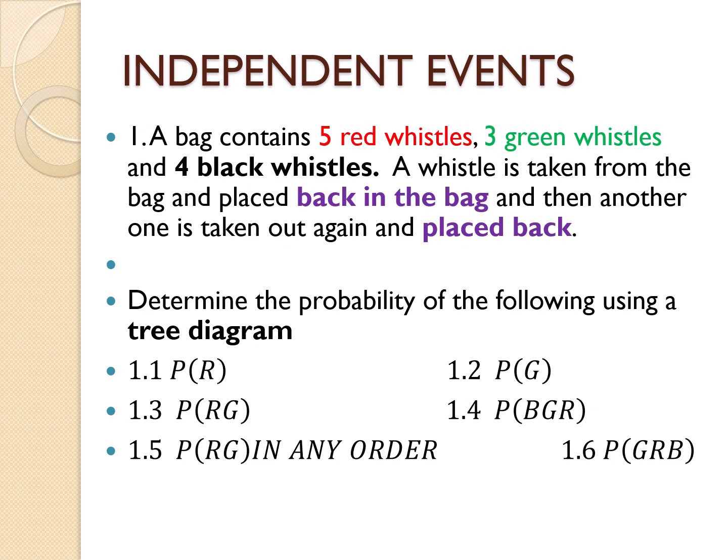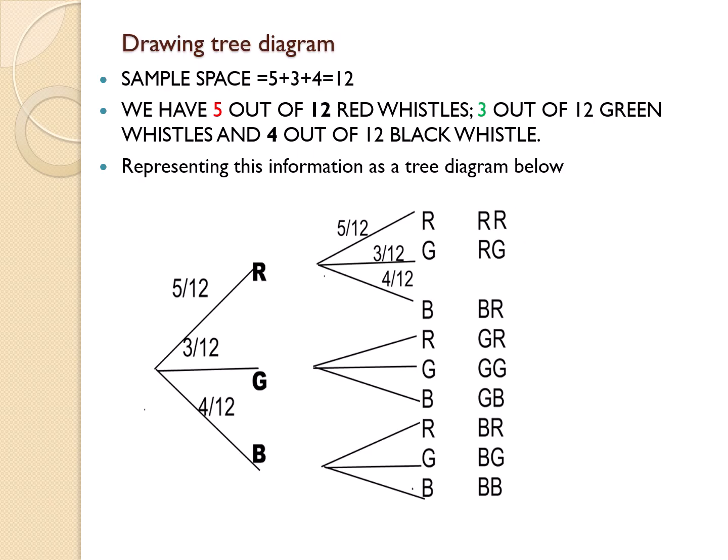So we're first going to draw the tree diagram. Right, so my sample space, meaning the total amount of items I'm working with. I had the 5 red whistles plus the 3, I think it was green whistles, plus the 4 black whistles gives me 12 whistles in total. So my sample space in total equal 12 whistles, right?